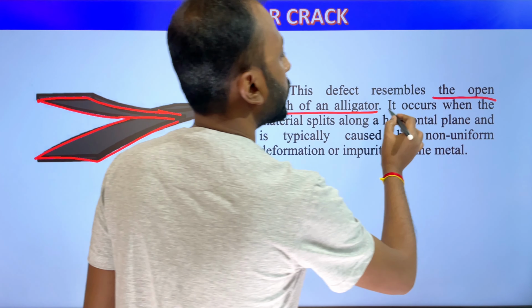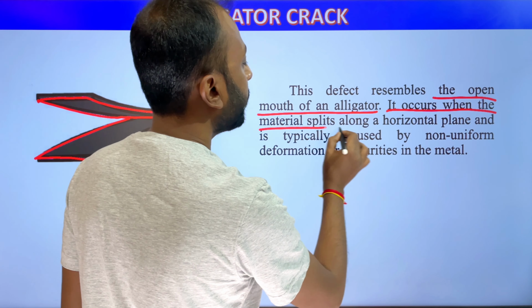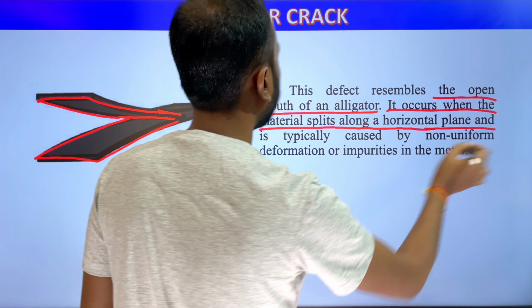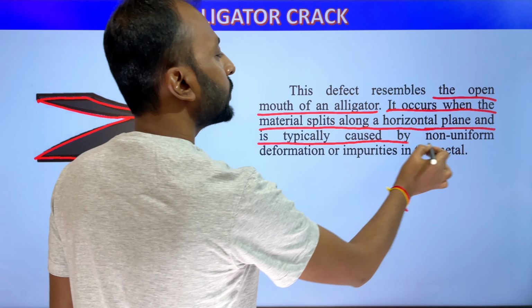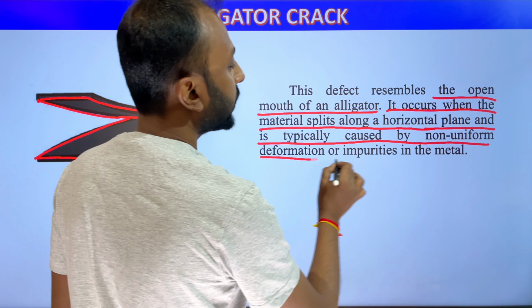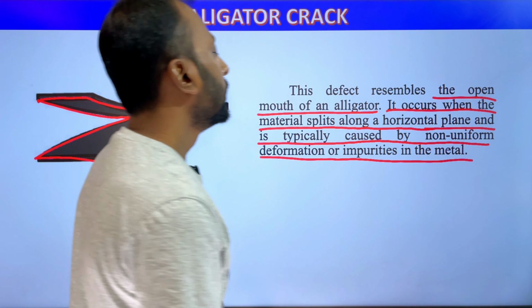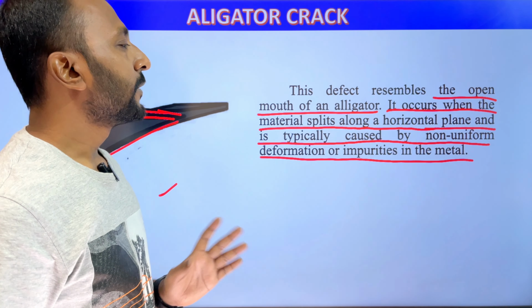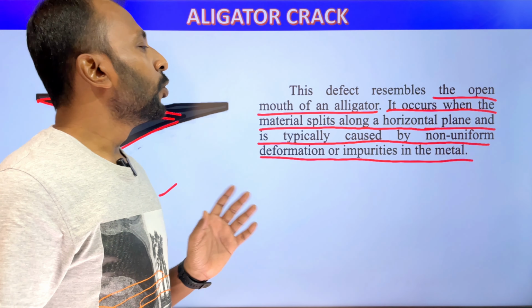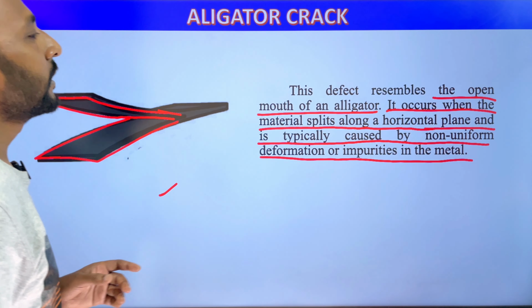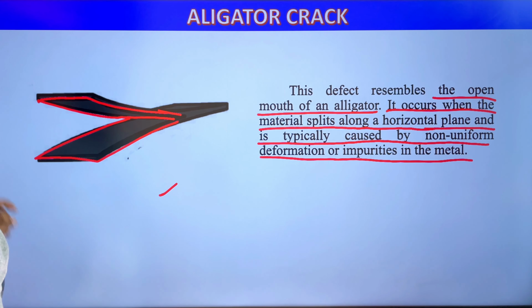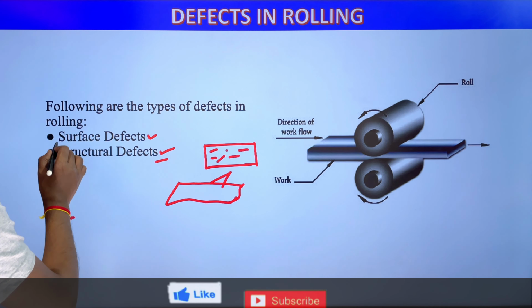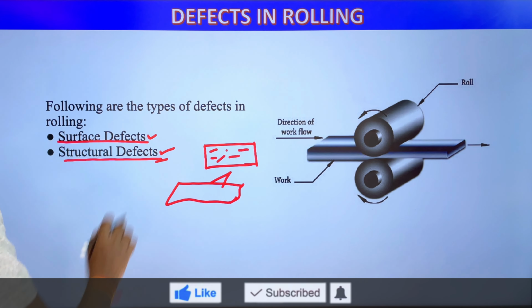It occurs when the material splits along a horizontal plane and is typically caused by non-uniform deformation or impurities in the metal. So if the deformation is non-uniform and the metal is full of impurities, then the alligator crack can be found. In this video I have discussed the rolling defects, the surface defects and the structural defects.